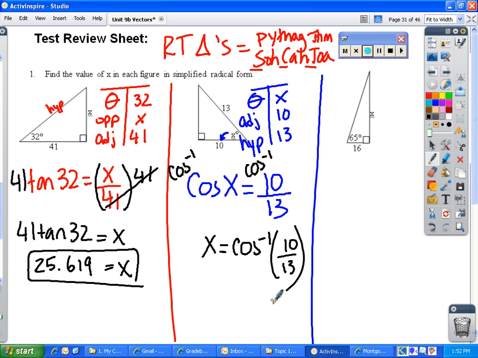All right, that's something I can type into my calculator. I do it by hitting second cosine. It gives me that cosine -1, 10 divided by 13.